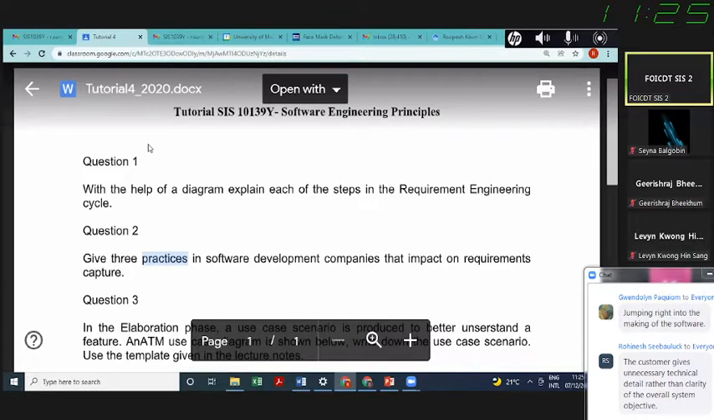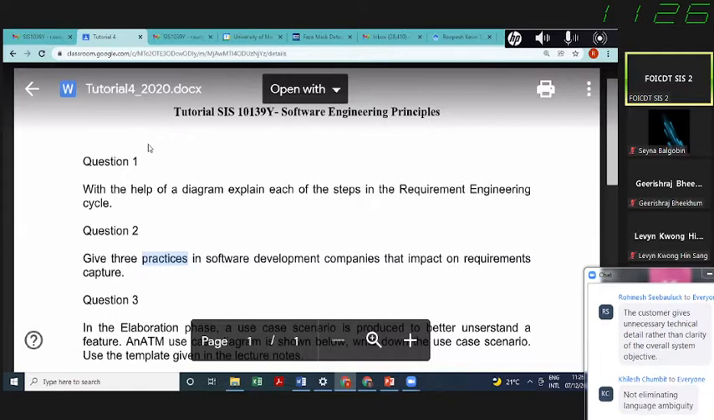Bad project management can be, yes. The customer gives unnecessary detail rather than clarity of the overall system objective. Yes, this is correct by Oynish. But here, I think we saw this concept yesterday, this level of abstraction. So this is important. Not eliminating language ambiguity, yes, it can be. Correct. Lish: bad project management, wrong assumption on requirements. We can accept this also.